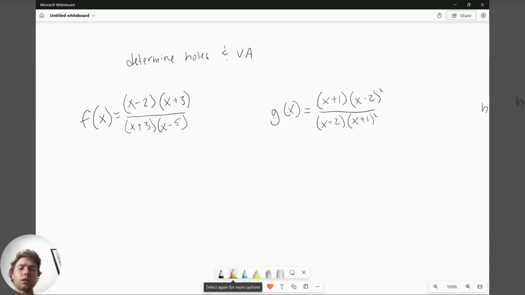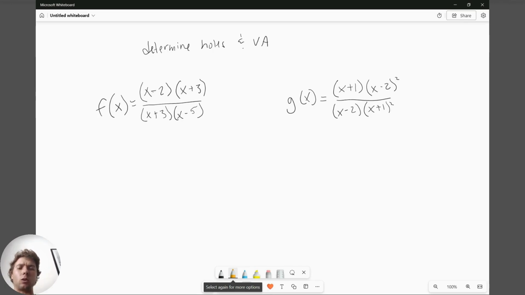So let's go ahead. Let's look at a few examples of just finding holes and vertical asymptotes. So first, remember, holes are where you have canceled terms, right? Holes are the canceled parts. And vertical asymptotes is after you cancel stuff, anything left on the bottom, set the bottom equal to 0.